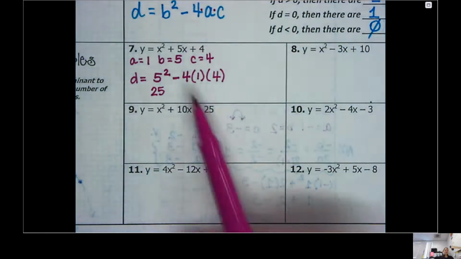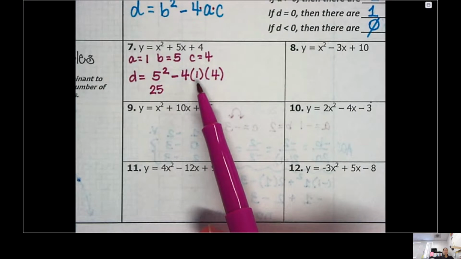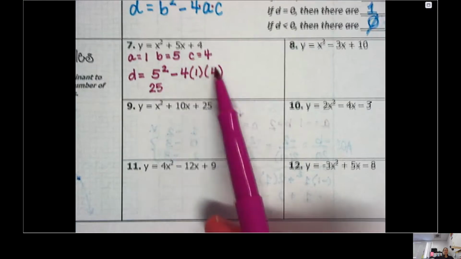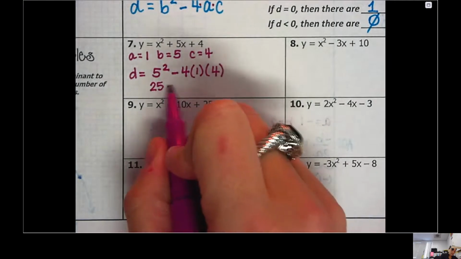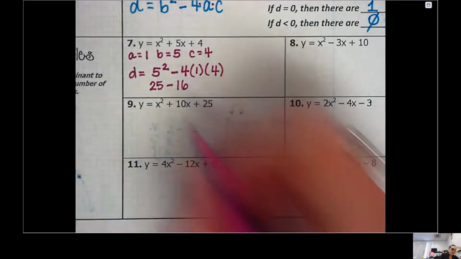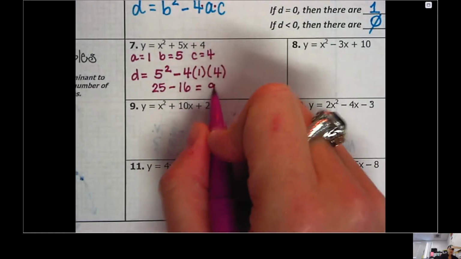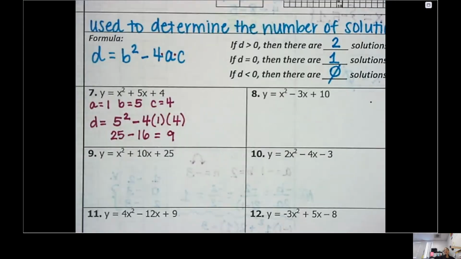What is negative 4 times 1? Negative 4. And then what is negative 4 times 4? Negative 16. Now, what's 25 minus 16? 9. Okay, so your discriminant is 9.